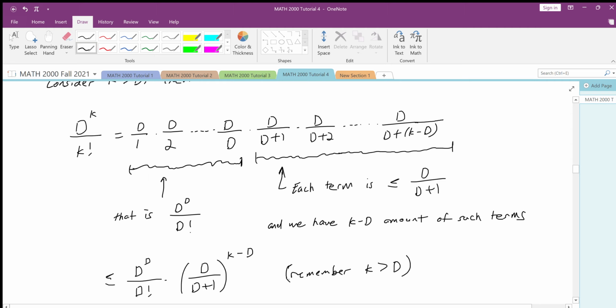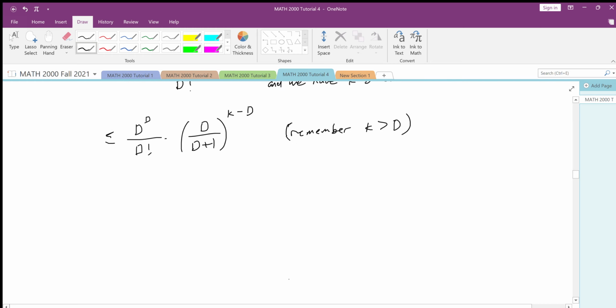So because d over d plus 1 is strictly between 0 and 1, as the exponent gets larger and larger, the term will get closer and closer to 0. So let me write that out. So observe that the limit as k goes to infinity of this guy is equal to 0 because it's strictly between 0 and 1.